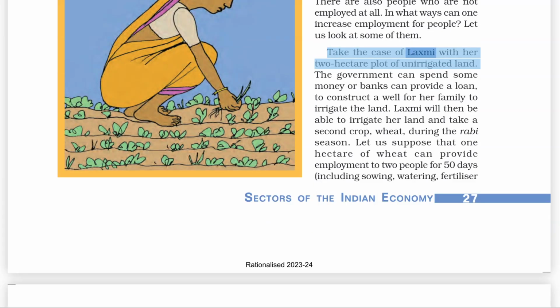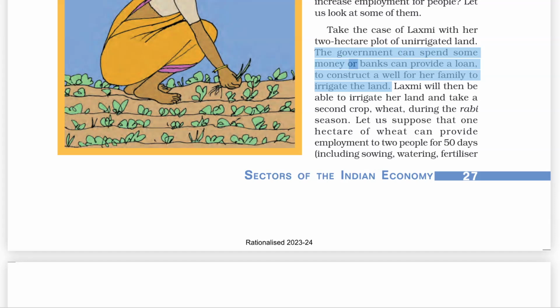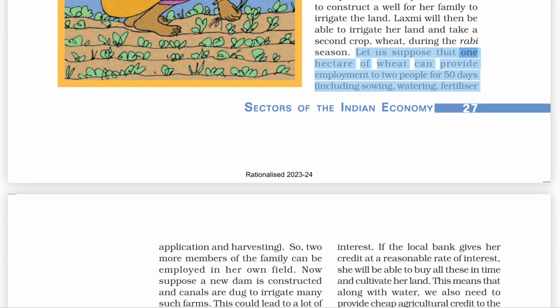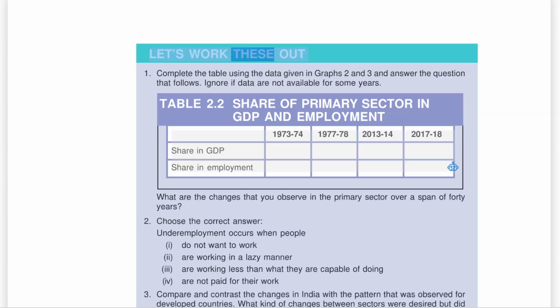Take the case of Lakshmi with her 2-hectare plot of unirrigated land. The government can spend some money or banks can provide a loan to construct a well for her family to irrigate the land. Lakshmi will then be able to irrigate her land and take a second crop, wheat, during the Rabi season. Let us suppose that 1 hectare of wheat can provide employment to 2 people for 50 days, including sowing, watering, fertilizer application and harvesting.